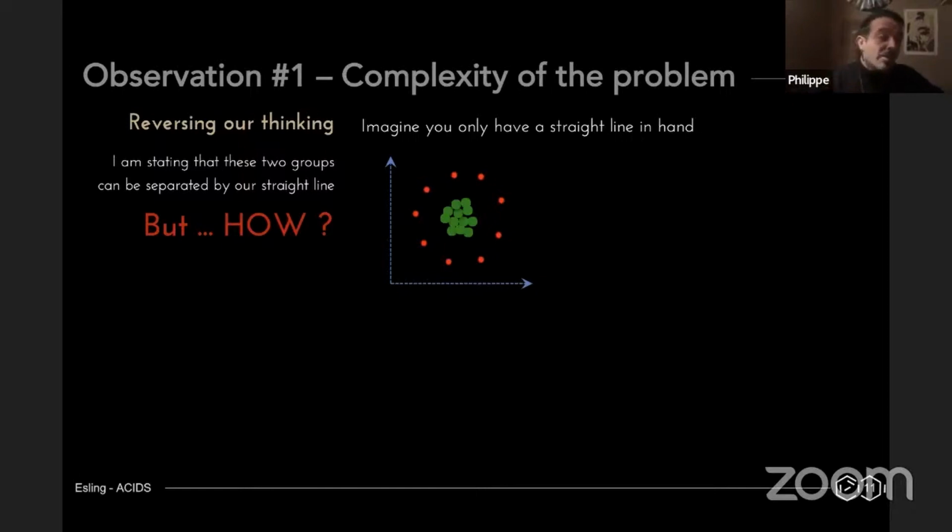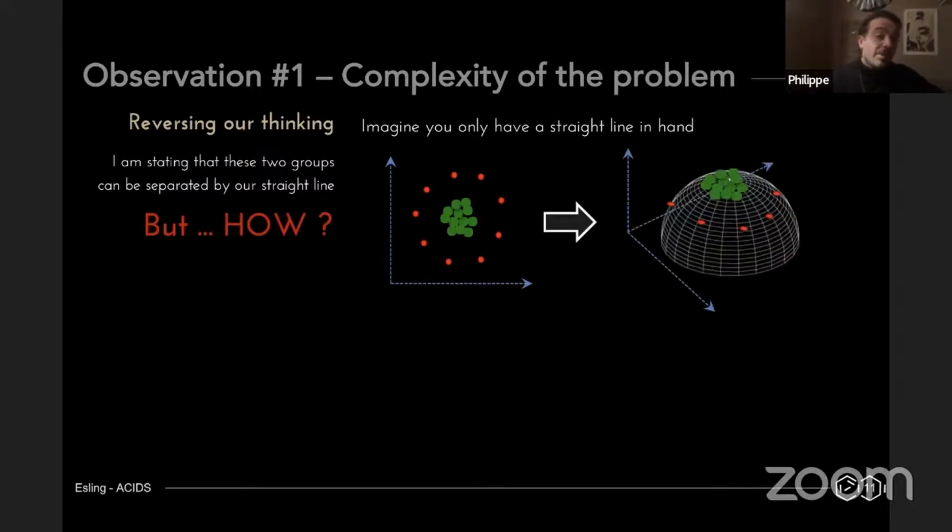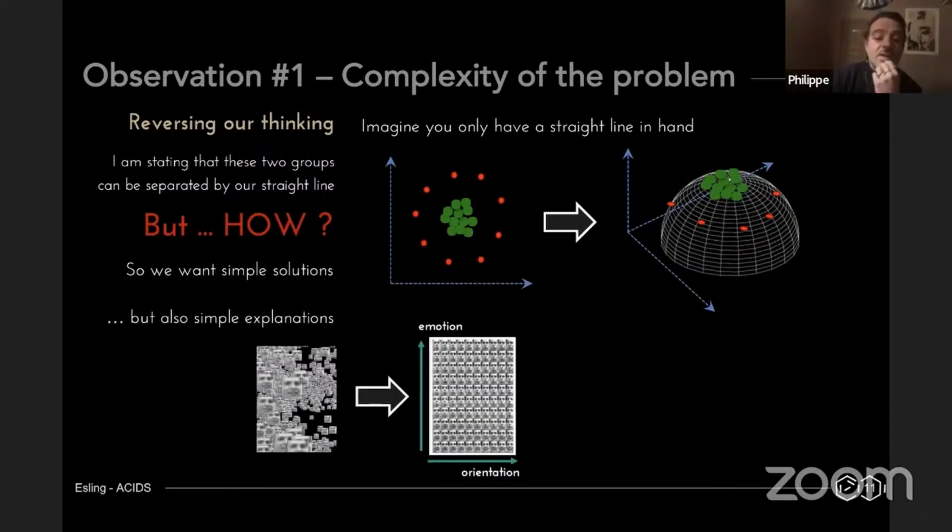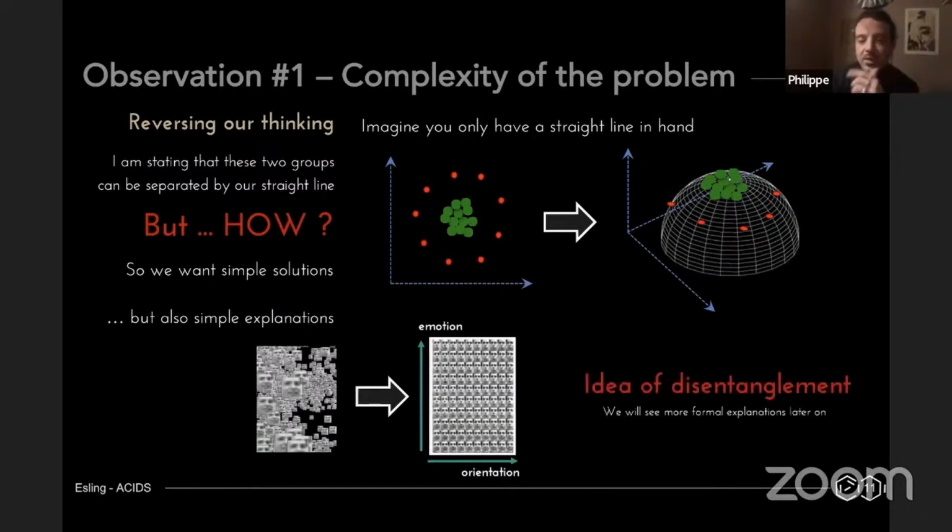So basically, the problem is that, once again, you're not in the right space. So just draw that on a piece of paper and then put your fist under the piece of paper, and you can draw a single line. So we want these simple solutions, but we want mostly simple explanations. And that's also this idea of disentanglement that we will see later on.